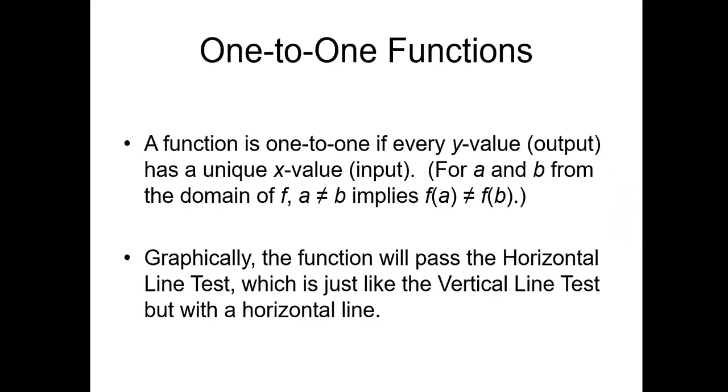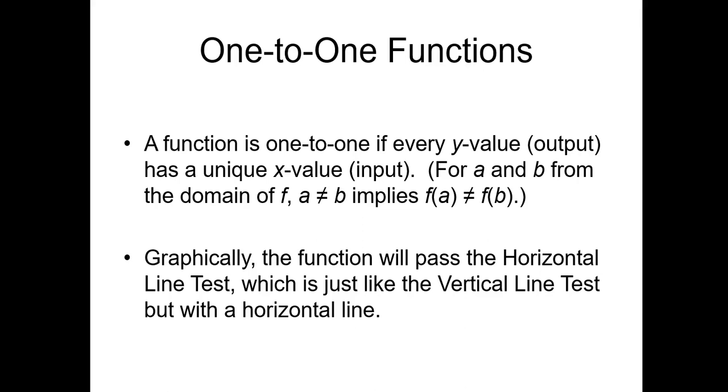So some definitions. A function is one-to-one if every y value or output has a unique x value or input. So if it's a function, each x has a unique y, and if it's a one-to-one function, then each y has a unique x. If you have a and b from the domain of your function f, if a is not equal to b, that implies that f of a is not equal to f of b. So in other words, if you have two x values that aren't equal to each other, then the y values will not be equal to each other in a one-to-one function.